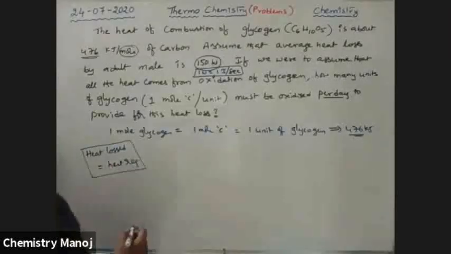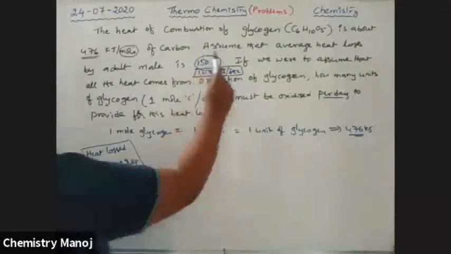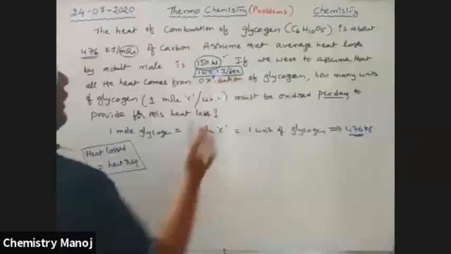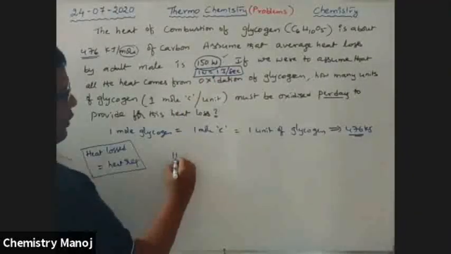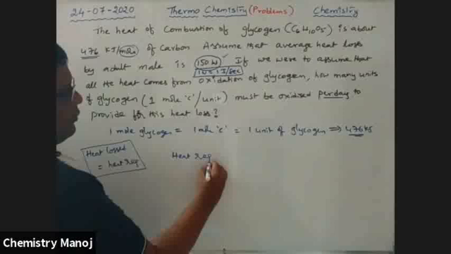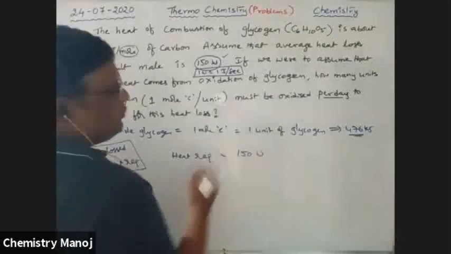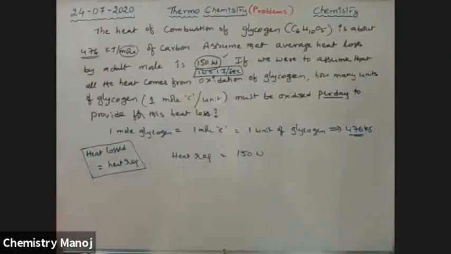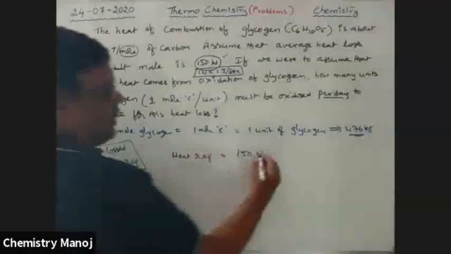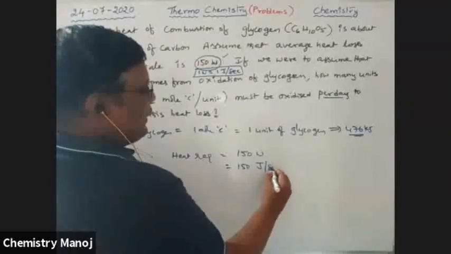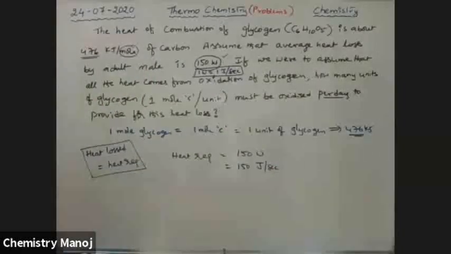That heat required, see boys: assume the average heat loss by an adult male is 150 watts. Therefore, heat required is equal to 150 watts. 150 watts means 150 joules per second, because a watt is equal to 1 joule per second as per your physics.